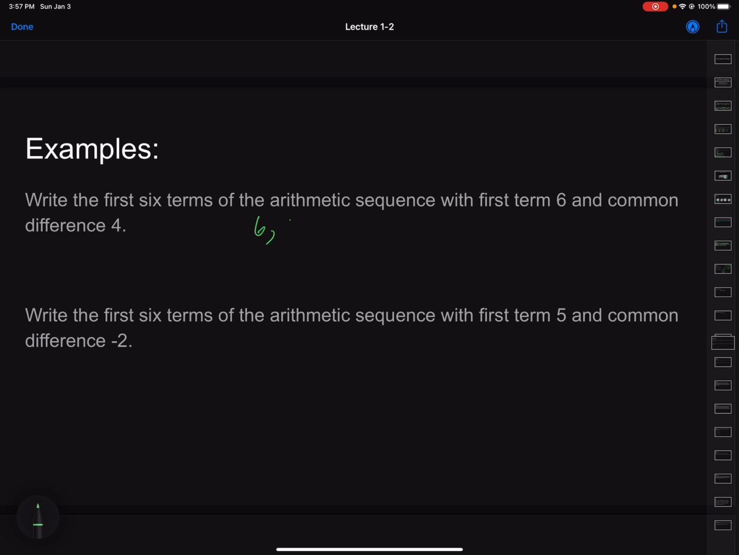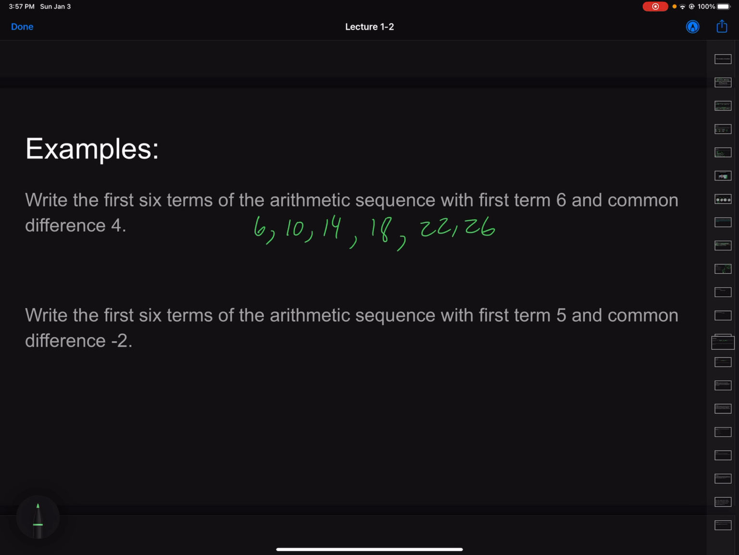So we go from 6 to 10. And then from 10 to 14, just adding 4. 14 to 18. For 6 terms, so we'll continue adding 4 to get to 22, add 4 to get to 26. That is an arithmetic sequence.